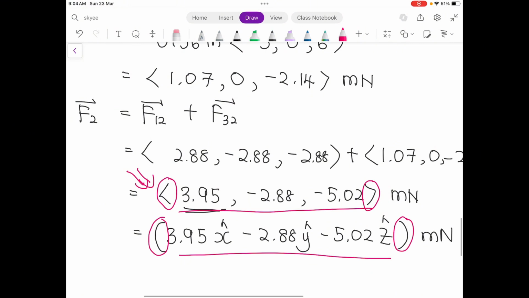So this is how you find the total force acting on the Q2 by using the principle of superposition. If you have more charges, you add more terms, for example F42, and if you have even more charges, F52. Add up continuously until you find the F2. This is the principle of superposition.